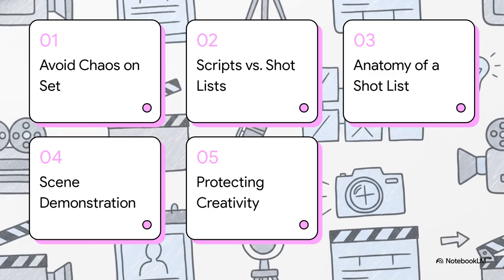Okay, let's dive into this. Here's our roadmap for today's Explainer. First, we'll cover how to avoid chaos on set. Then, we'll compare scripts versus shot lists. After that, we'll break down the anatomy of a shot list, jump into a scene demonstration, and finally, look at how all this actually protects your creativity.